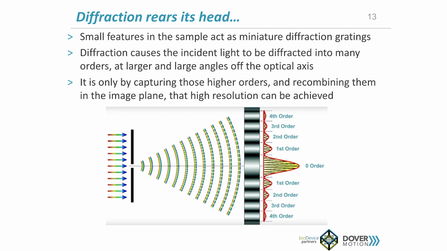This is shown graphically in this slide, where a slit is diffracted, and we see the zero order, which is the place light would be if it were purely particles, and then we see the first, second, third, and fourth orders of the diffracted signal. And this is really part and parcel of the importance of numerical aperture.